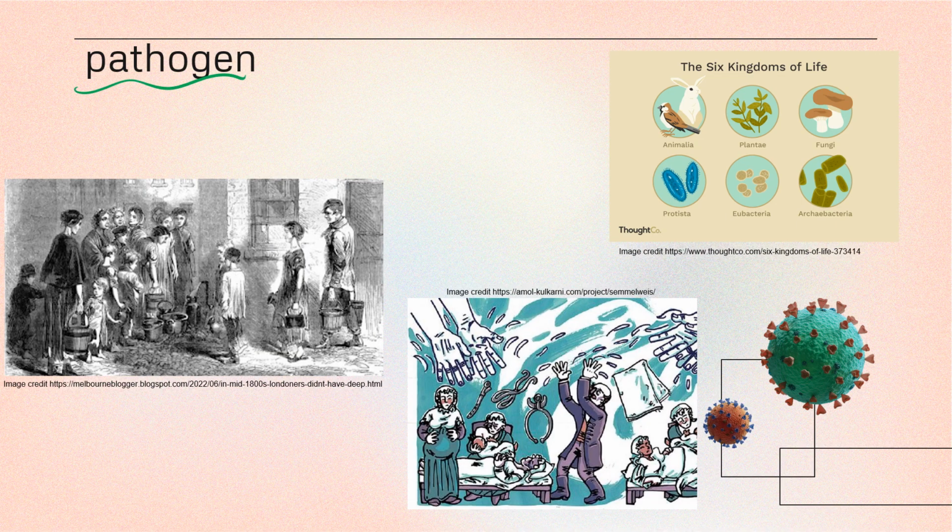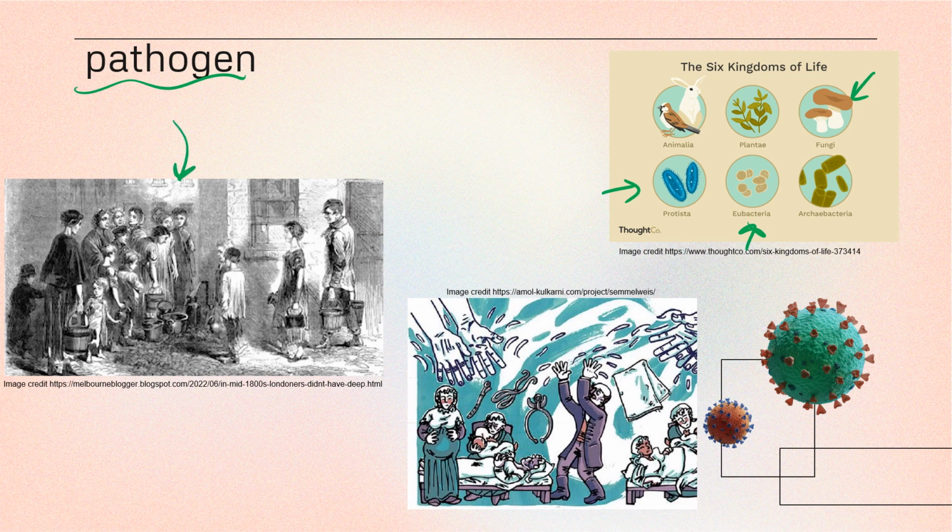Pathogens are disease-causing agents. Pathogens can be any one of many kinds of organisms. They could be protists, they could be bacteria, they could be fungi. Of course, viruses can also be pathogens, but they are not considered living. We have learned a lot about pathogens over the last couple hundred years.